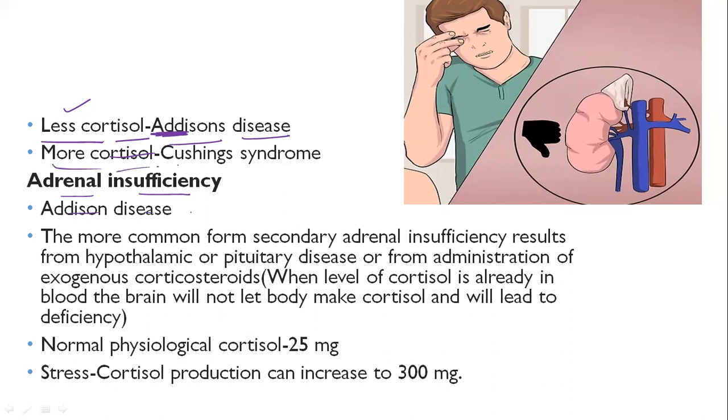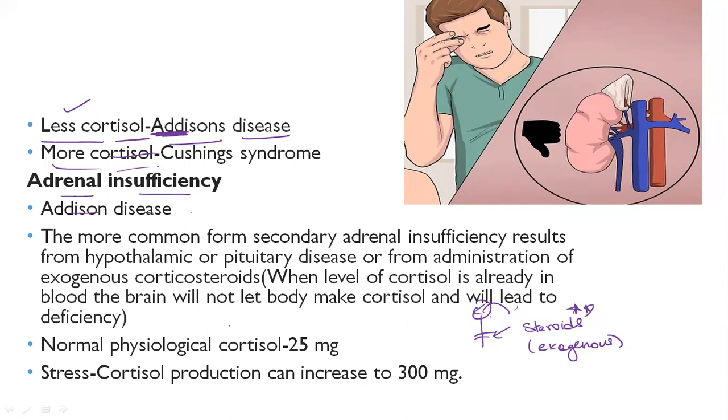All right, if there's more cortisol, then it leads to Cushing syndrome. Secondary adrenal insufficiency is also seen in hypothalamic or pituitary disease, or where the patient is being administered corticosteroids. When a person is taking steroids from an exogenous source, the brain will think that the body is already getting cortisol, so there's no need to produce it. Then there will be a deficiency of cortisol, leading to secondary adrenal insufficiency due to the exogenous source of steroids.